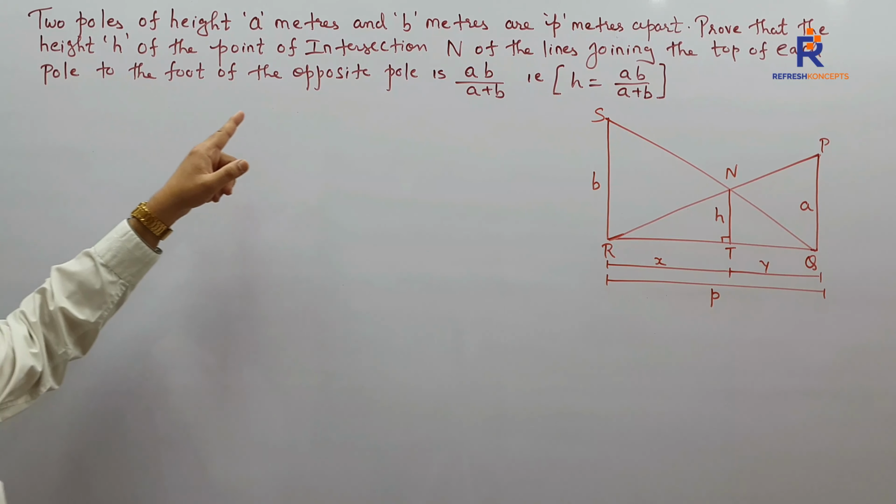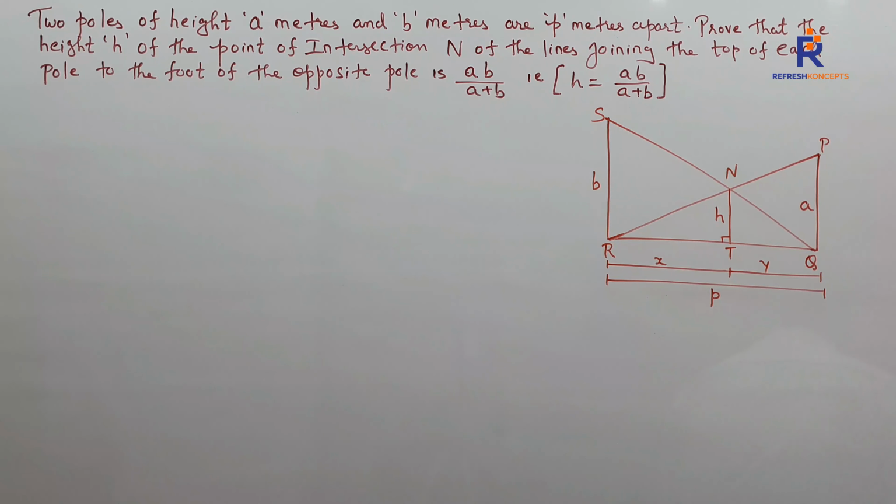So where is the point of intersection? The point of intersection of PQ and RS, that is, from the top of the first pole to the foot of the second and vice versa, is N. Prove that the height h of the point of intersection N of the lines joining the top of each pole to the foot of the opposite pole is ab upon a plus b. In short, we need to prove h equals ab upon a plus b.